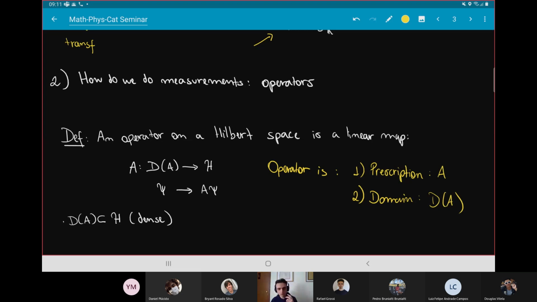And it is pretty natural to think about the operator as being both a prescription and a domain. When we're taking a calculus course and working with functions on the real line or in Euclidean space, we are always worried about not just the prescription of the function, but also where you can actually work with the function.